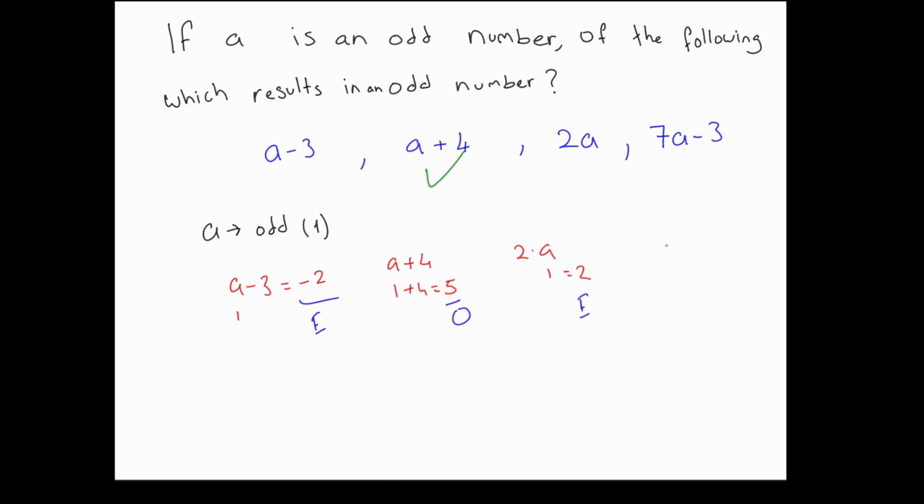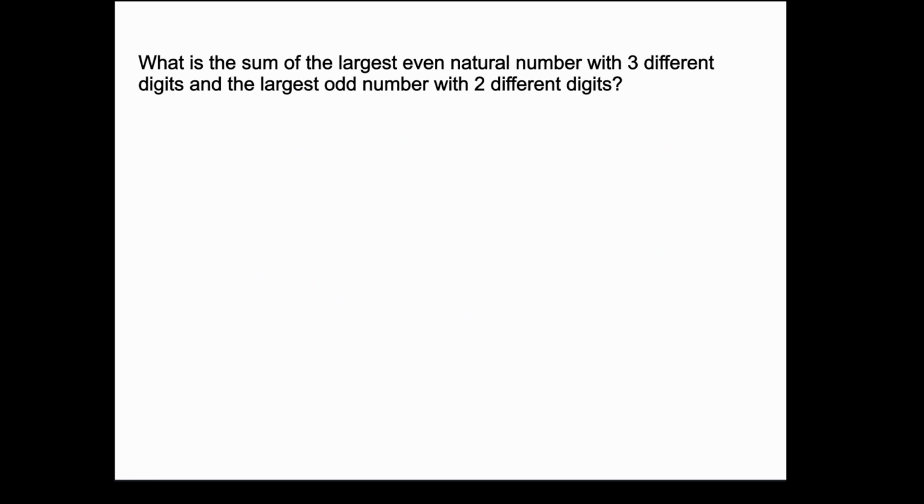And let's do the last one. 7 times a minus 3. Let's plug in 1 for a. 7 times 1 minus 3 equals 4, which is an even number. And so the only right answer is a plus 4. Okay, let's now solve a question that could possibly come up on a test or something like SAT.